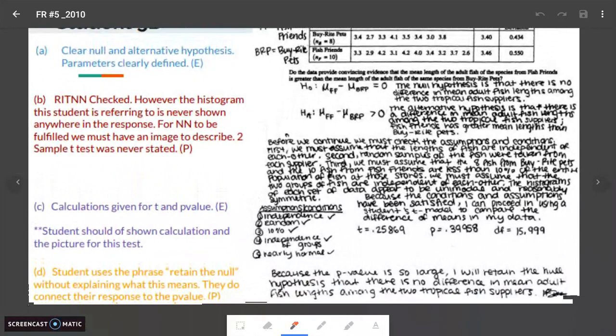And then for D, students use the phrase retain the null. Okay, we don't really use that phrase. They didn't explain that phrase, so the graders weren't happy there. They do connect the response back to the p-value, which is what saved them to get partial, but they won't get full credit with this retain the null. Remember, we reject or fail to reject, whether it's high or low. And so with an E and 2 Ps, that ended up being a response grade of 3.